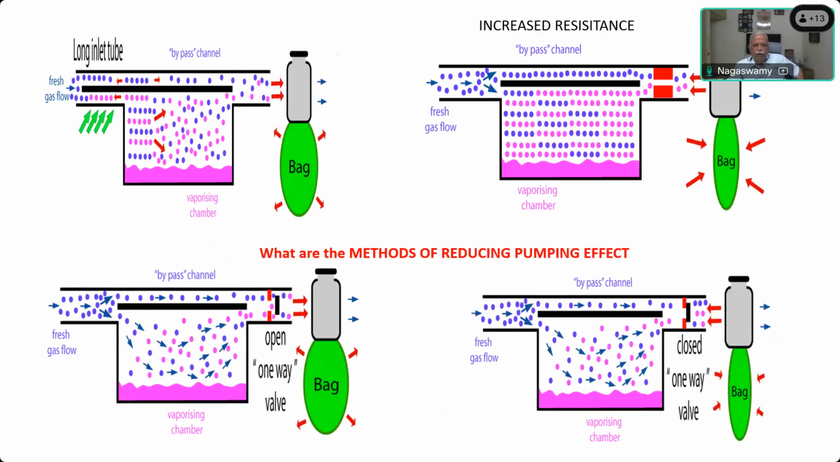So these are the three options that you have, and this is the position where the one-way valve can function. It will open when the gas is flowing during inspiration. It will close, even during spontaneous or controlled ventilation, immediately when the bag collapses, and it will not allow any back pressure to come in. So those are the three adaptations for reducing the pumping effect: a long inlet tube, increasing the resistance at the outlet tube, or having a one-way valve at the outlet tube. These are the three options that you have to mention in your answer in the exam.